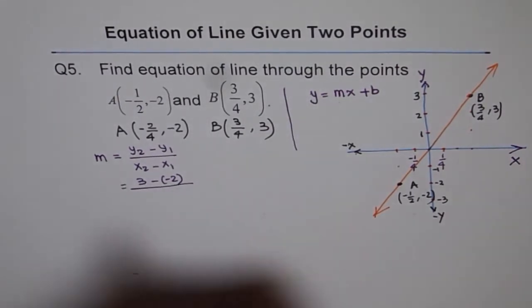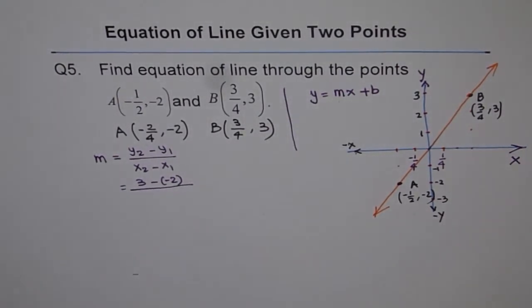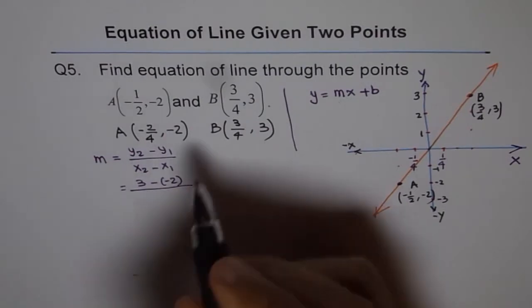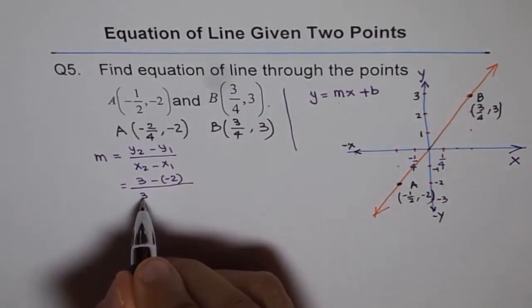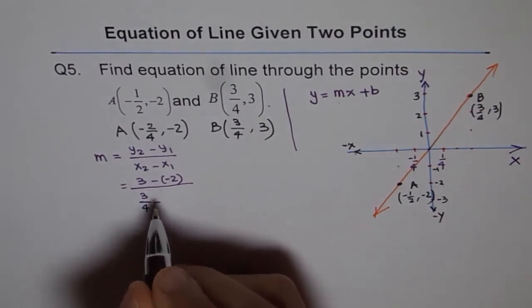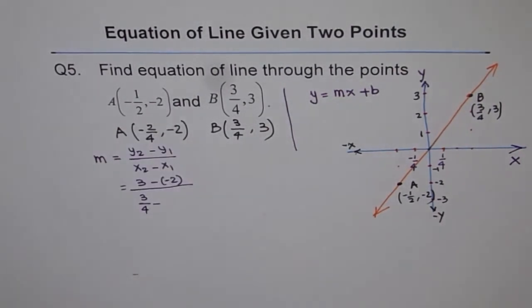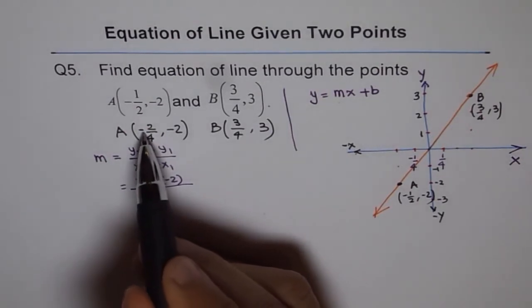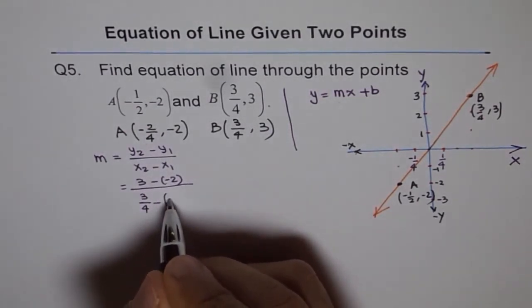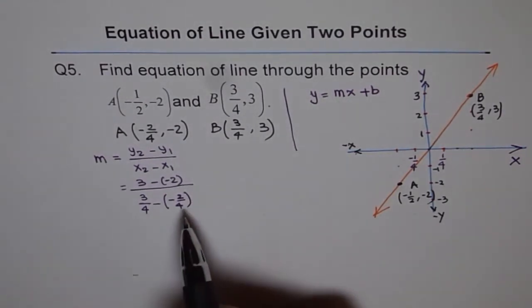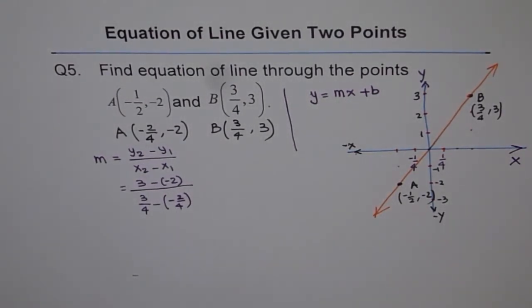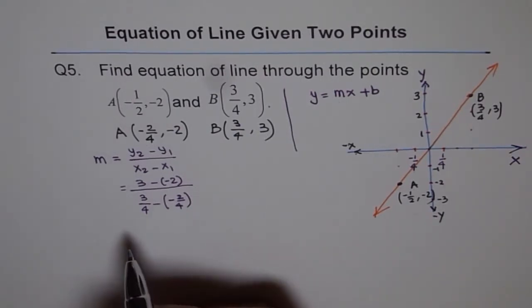So which gives me 3 minus -2. Thank God, the numerator doesn't have any fraction. Now comes the denominator part. x2 minus x1, that means 3 over 4 minus -1/2. Isn't it a good idea to write this? Let's write this. So minus of -2 over 4, right? Even otherwise, you have to make common denominators and you have to write like this. So why not do it beforehand? Correct? That's the whole idea.